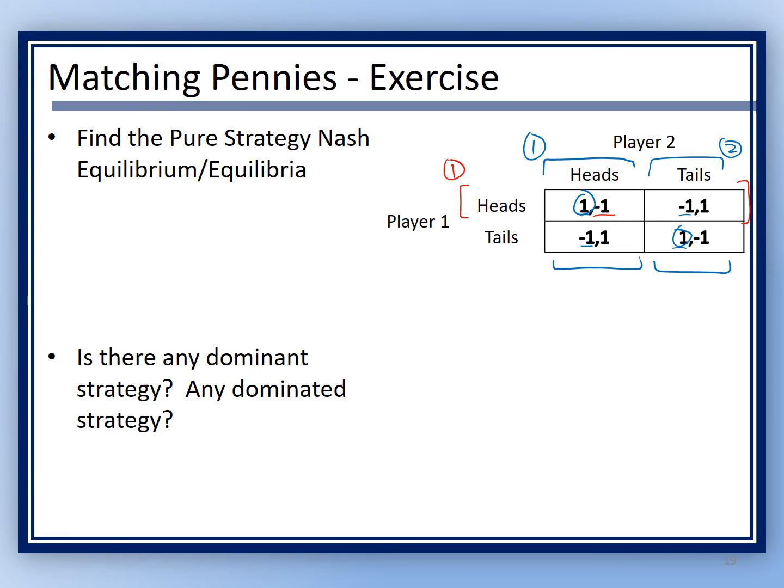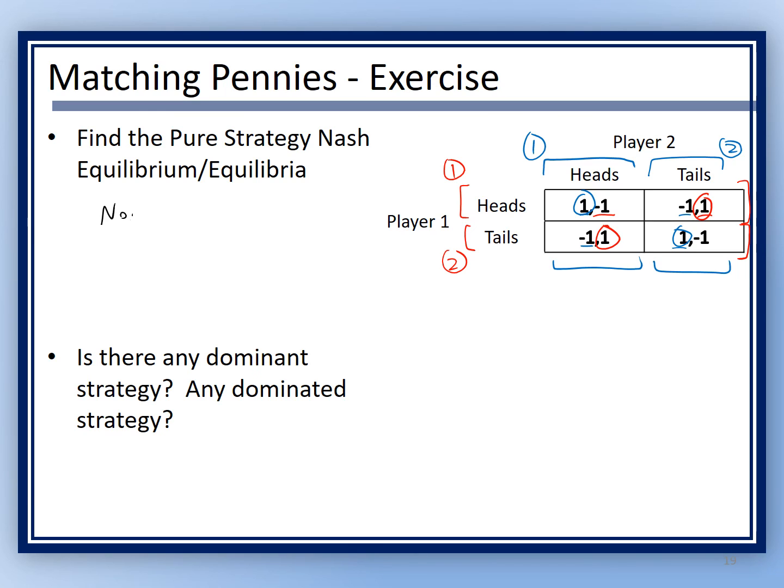Player 2. Suppose player 1 chooses a head. What would player 2 do? He can choose between -1 by matching or 1 by mismatching. So clearly, player 2 is going to try to mismatch and put forward a tail. And finally, if player 1 chooses tail, player 2 is going to mismatch by putting forward a head.